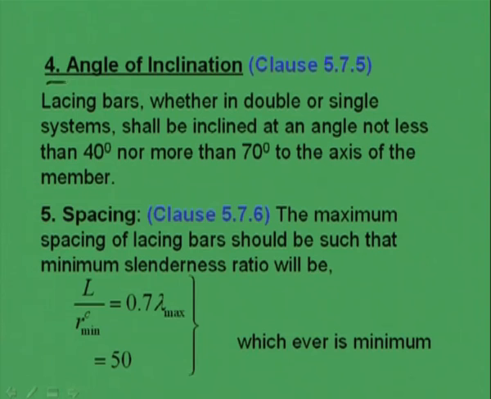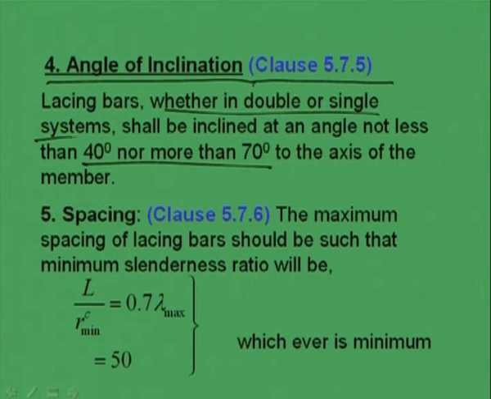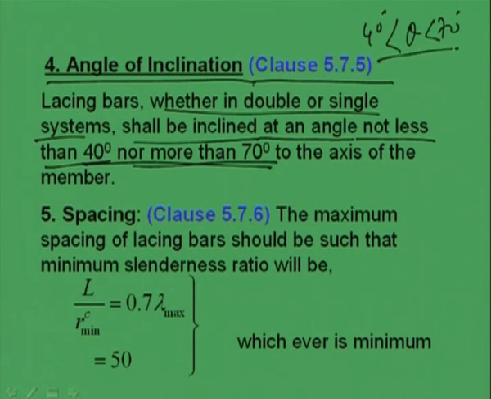Another aspect is angle of inclination, which is given in clause 5.7.5. So, angle of inclination can be in between 40 to 70 degree as per the clause 5.7.5. What is told? That lacing bars, whether in double or single systems, shall be inclined at an angle not less than 40 degree nor more than 70 degree. That means, theta should be less than 70 degree and should be greater than 40 degree. With this, it has to be made. So, angle of inclination also has to be followed from the codal provisions.